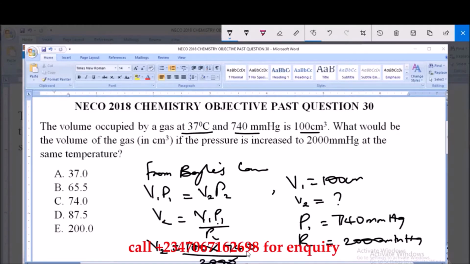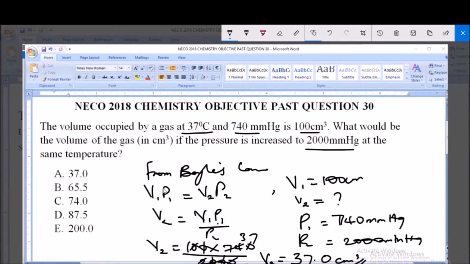Now this 0 will cancel this 0, this 0 will cancel this, and this 0 will cancel this. Now we have 74 divided by 2. 2 in 74 will give us 37. So the volume is equal to 37.0 centimeter cube. This is the new volume when the pressure is increased to 2000 millimeter mercury, and that is option A. So it is stated clearly that the pressure is inversely proportional to the volume, provided that the temperature is constant, according to Boyle's law. So this is the answer to this question.